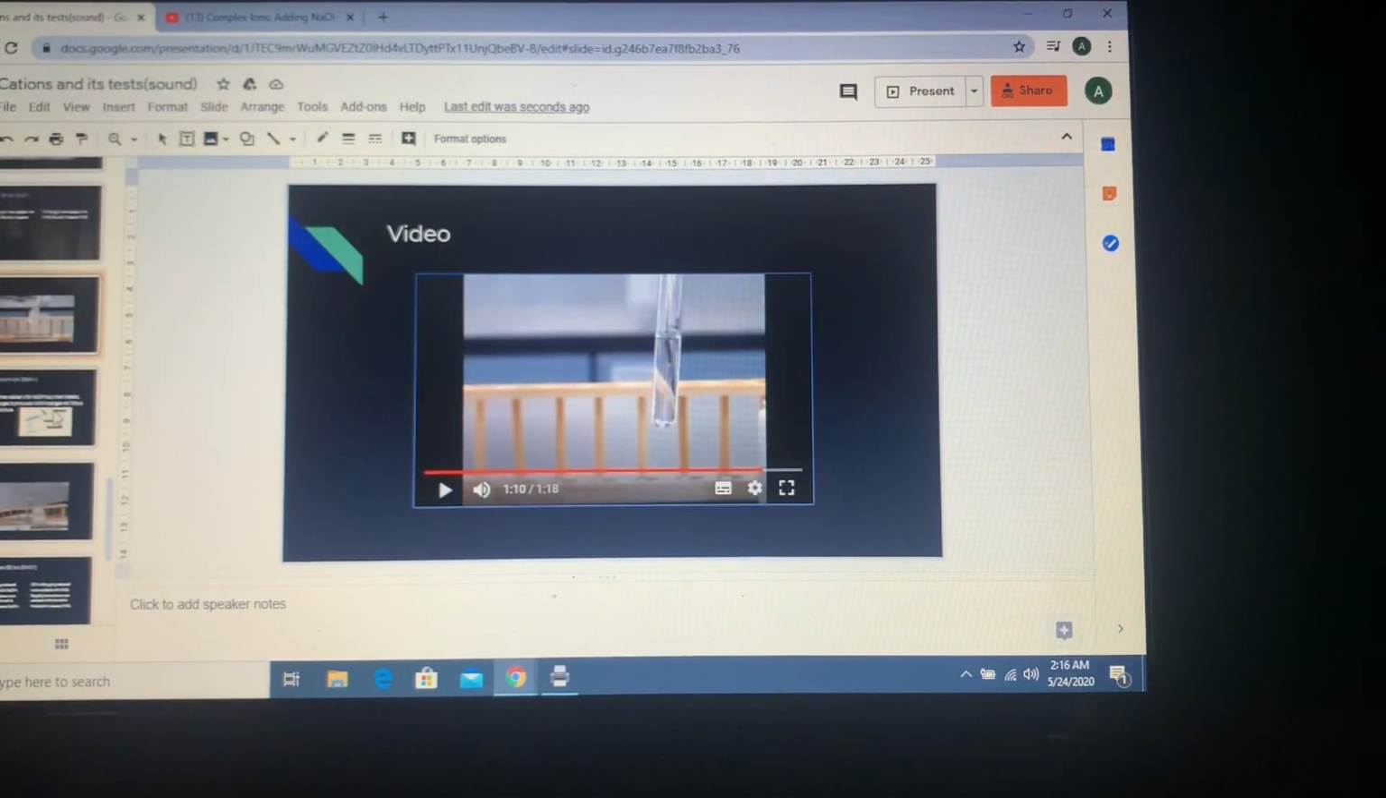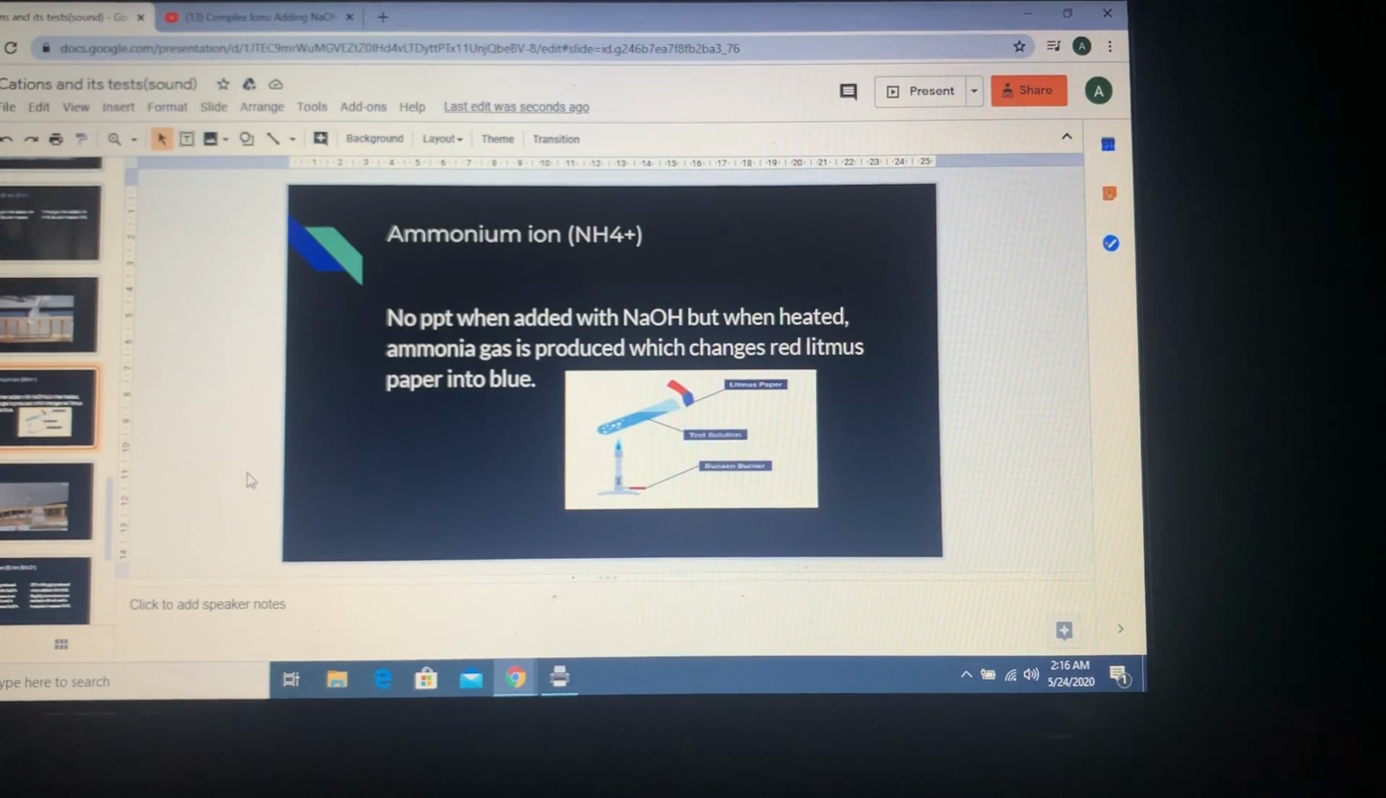Okay, moving on to the next cation, NH4+. When you add aqueous NaOH to a solution containing NH4+, no PPT will be formed. But when heated, ammonia gas will be released, which changes red litmus paper into blue.